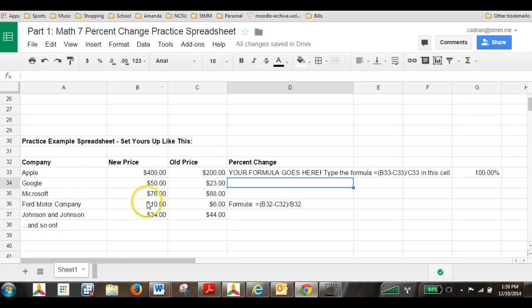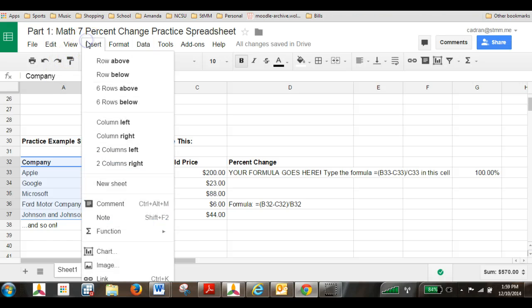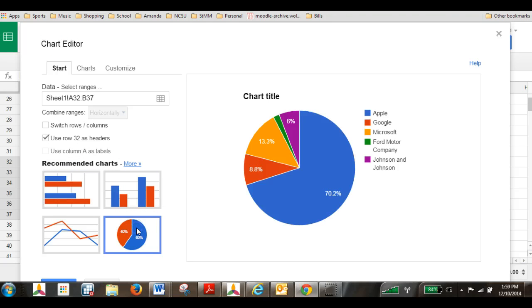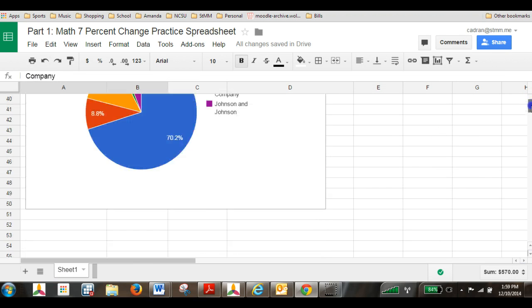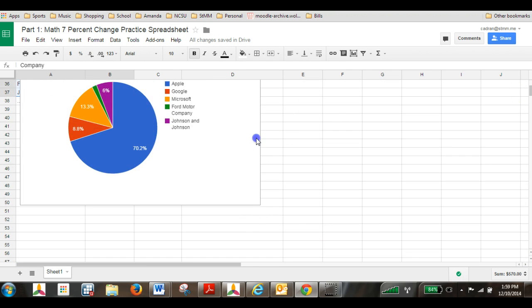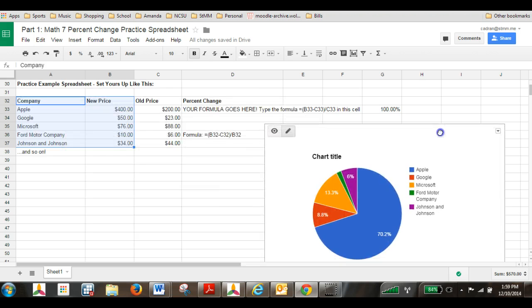If I go back to my screen and I want to make a graph with just the new price, I can do that by selecting my information, clicking Insert, and then Chart. And we'll see that I get several recommended charts. I want a circle or pie graph. Here it is. I can click on it and then click Done, and it will open up for me. You may need to move this around because it might be pretty big, but that is easy to do. You can just move it over here.